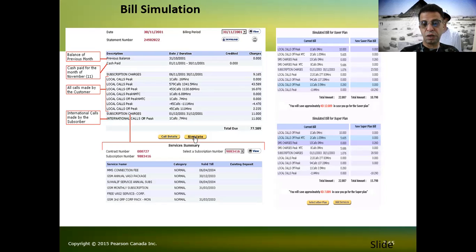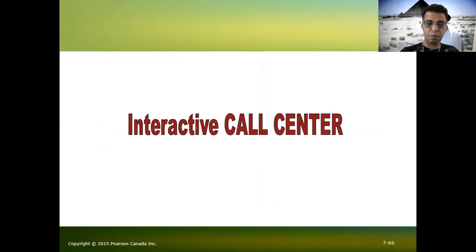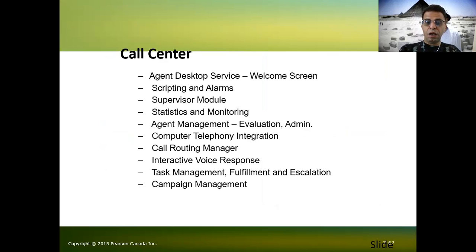you as a customer and your billing system. And this is also used a lot in call centers, which started in telco companies, but everybody is using a call center. There is an agent desktop service, like a welcome screen, certain scripting and alarms that you have in these call centers, and a supervisor module, where when you have to make a decision beyond your authority, you can pass it to the supervisor to approve it or disapprove it.